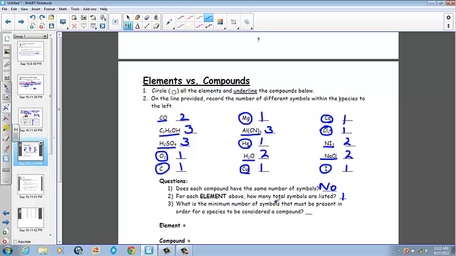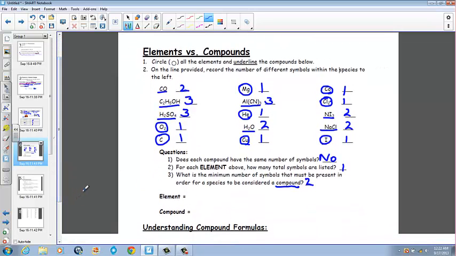What is the minimum number of symbols that must be present in order for a species to be considered a compound? Well, by definition, a compound is 2 or more elements. So we have to say the minimum would be 2. Some of them have 3. Okay, so that leads us to writing the definition for an element and a compound.